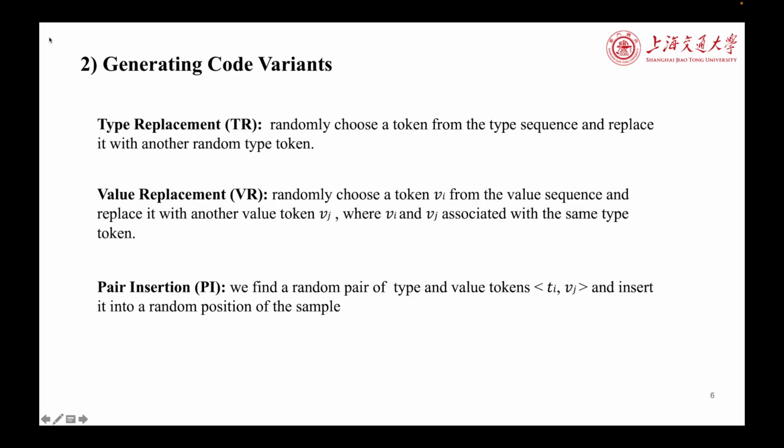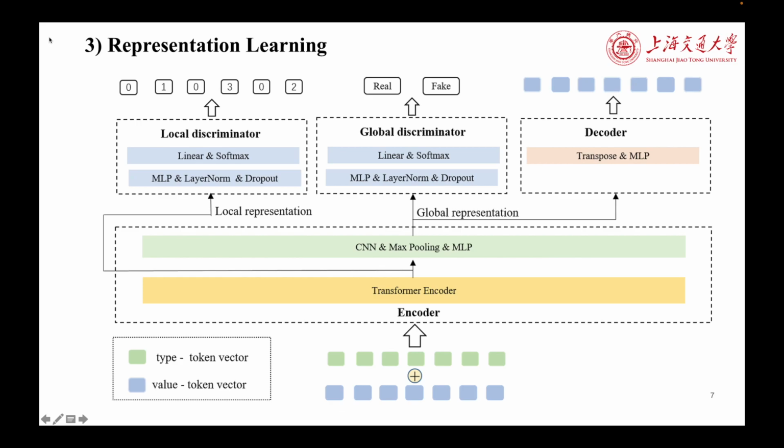Then we propose three simple code variant generation operations, including type replacement, value replacement, and pair insertion. These operations increase both the amount and the diversity of smart contracts in our dataset, without explicitly collecting more data. Finally, the augmented samples are used to train a model based on self-supervised learning.